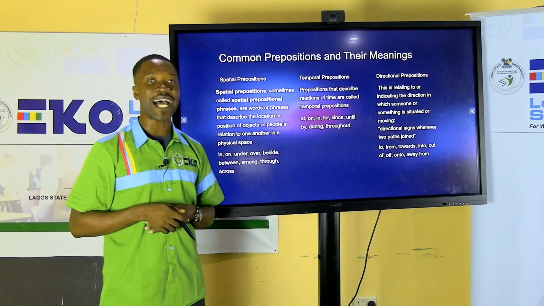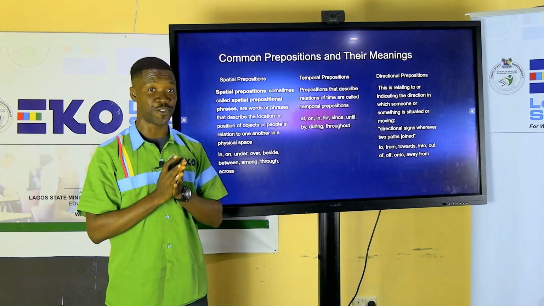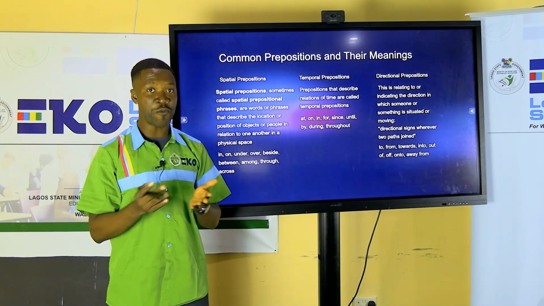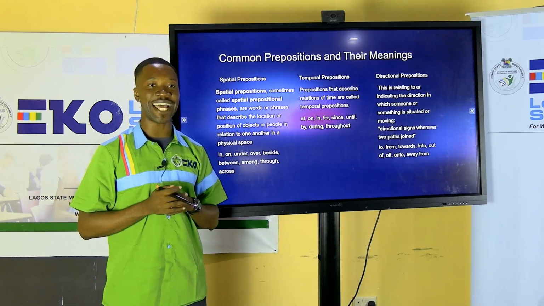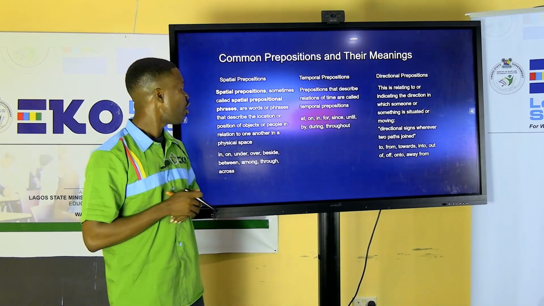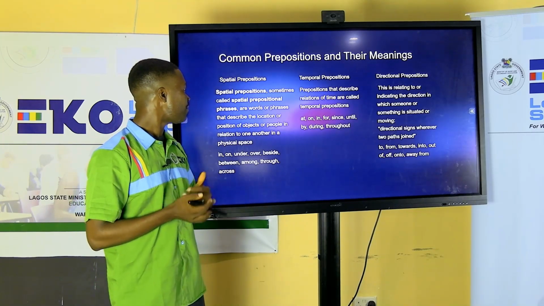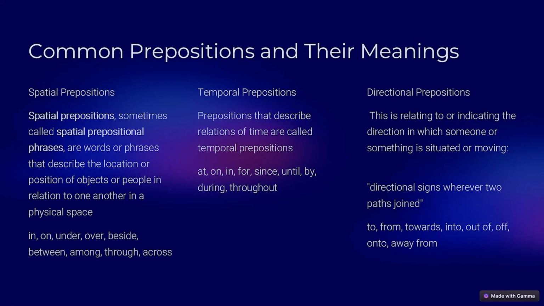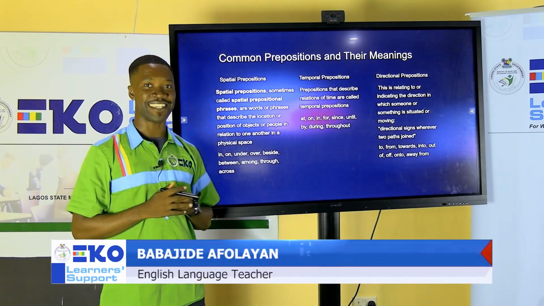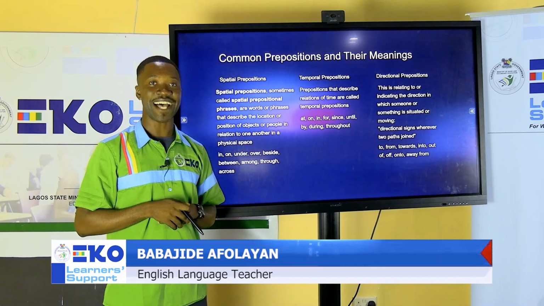Now, we want to look at common prepositions that we use when we write and also when we speak, and we want to see their meanings. The first type we are looking at is the spatial prepositions. Sometimes we call them spatial prepositional phrases. They are words or phrases that describe the location of a person or object in relation to one another in a physical space. Take for example, in: I am in a class.